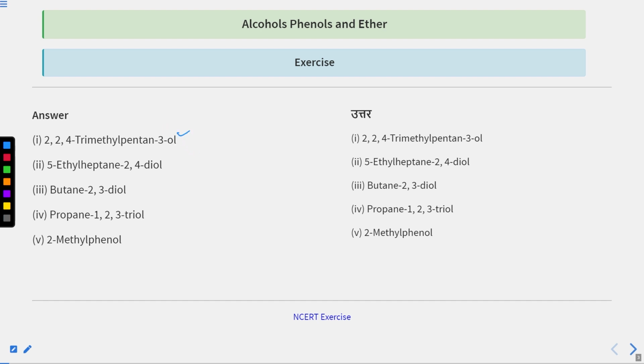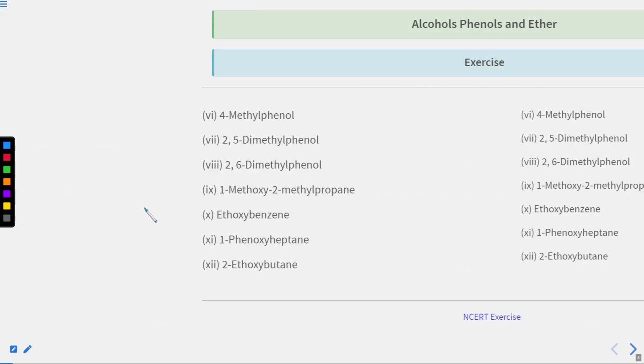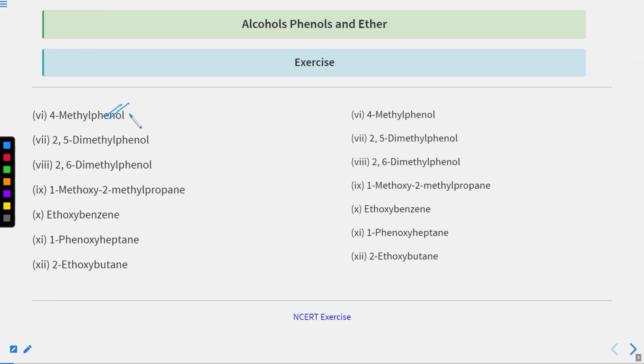So 2,2,4-methyl pentane, 5-ethyl 2,4-diol, butane 2,3-diol. This is 2-methyl-phenol. They have taken it as phenol, and rather than ortho and para, we have written it as 2-methyl. So we have written ortho-methyl-phenol. You can write it as 2-methyl-phenol also. This was propane 1,2,3-triol. Correct.